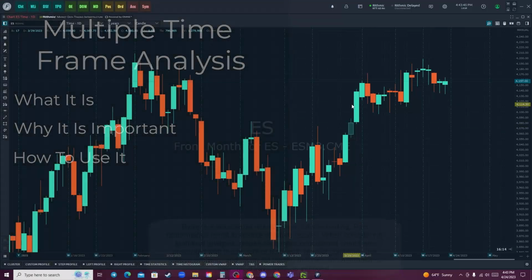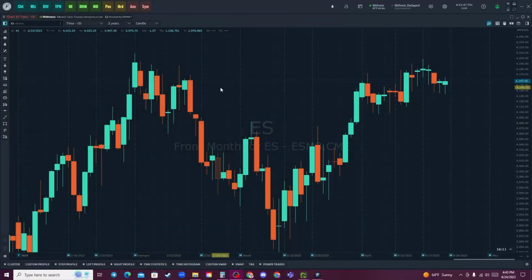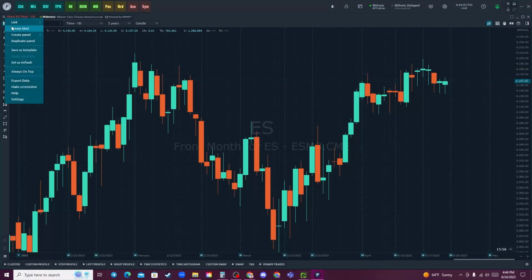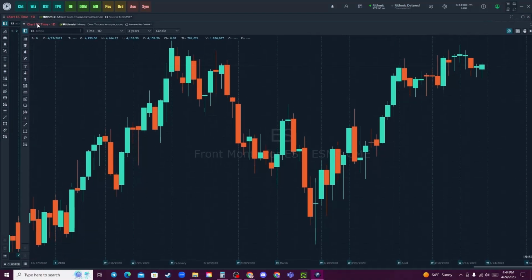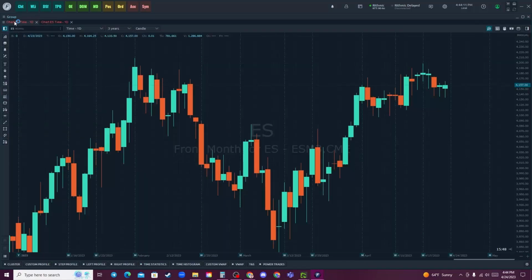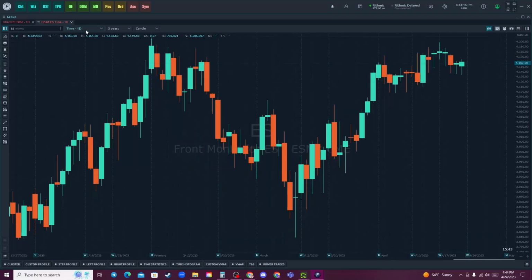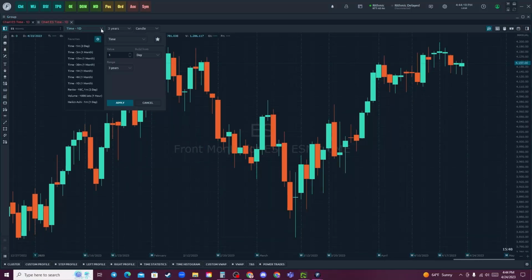So within Optimus Flow, here we have a daily chart of the S&P 500, the mini S&P 500. And a simple way to implement multiple time frame analysis into your trading, specifically into Optimus Flow, is to pull up a chart, come to the three bars here in the upper left, and then duplicate panel. And then when you click and drag this, we can drop it into the same box, creating a group. And then we click on the second chart that we added, drop down to the time frame. I like to use a 4-hour.